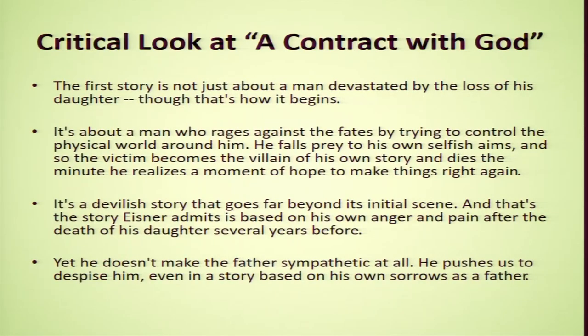So listen to me carefully so that we can actually understand how to read a graphic novel with the help of A Contract with a God by Bill Eisner. All right. So going back to the slide, what you see is Eisner admitting his own anger and pain after the death of his daughter, but he pushes us to see that a story based on his own sorrows as a father is not only limited to this, but speaks more than this.